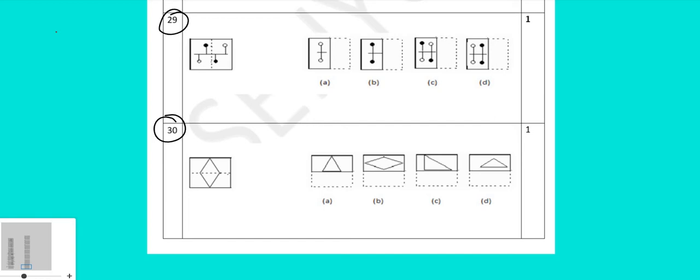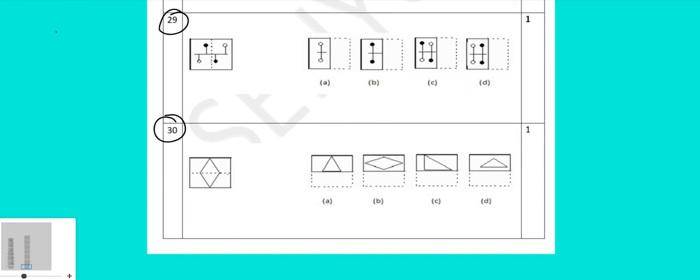In question number 30, we see folding paper is basically just dividing the paper into two halves and folding it and seeing what the other half of the paper will look like.